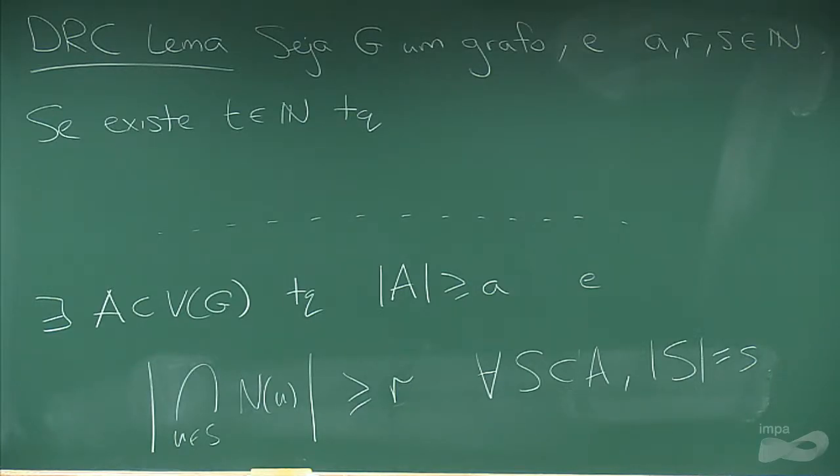So for any A, for any R, for any S, some condition will allow us to find a set of size at least A, such that all S subsets have common neighbourhood at least R. Right? Okay. Proof.